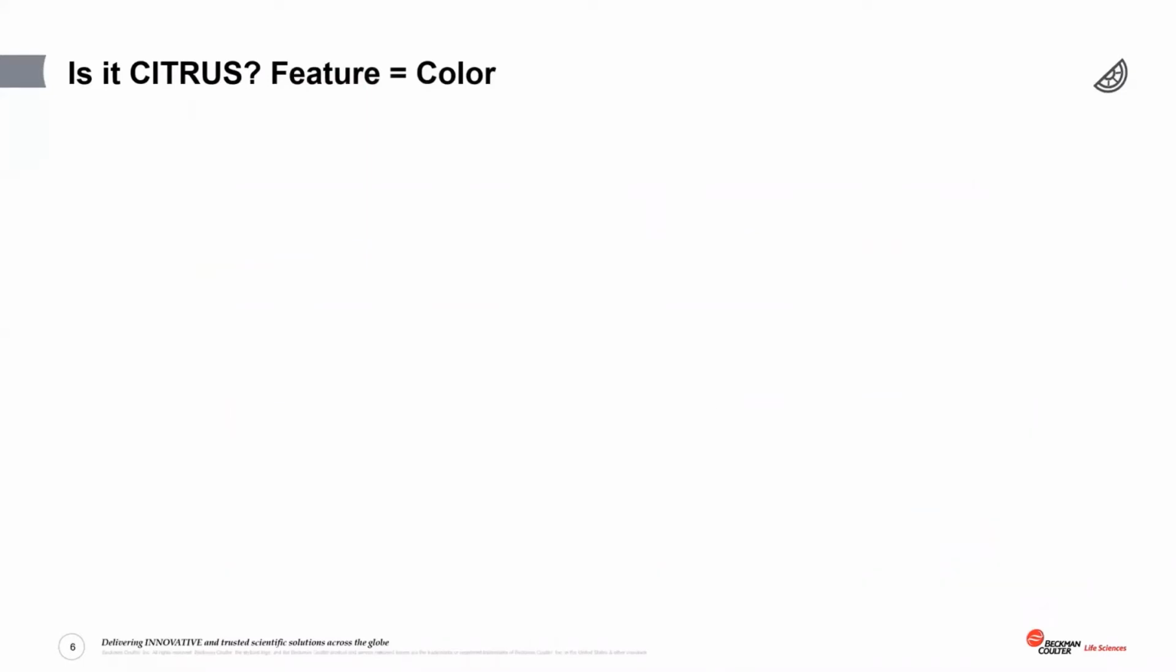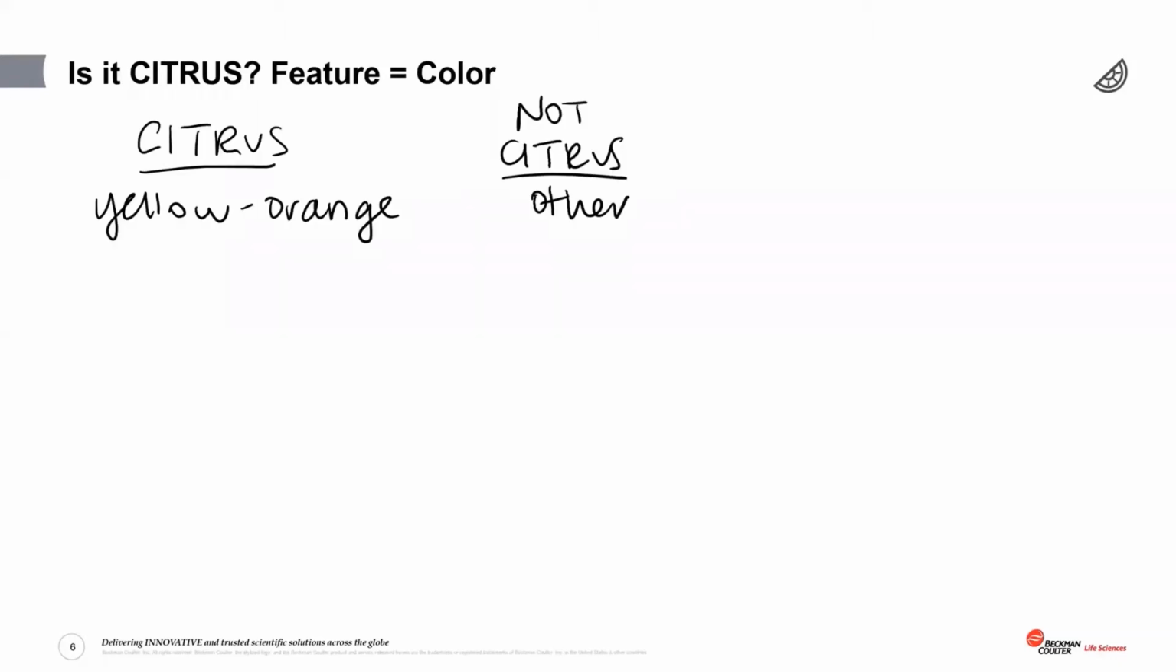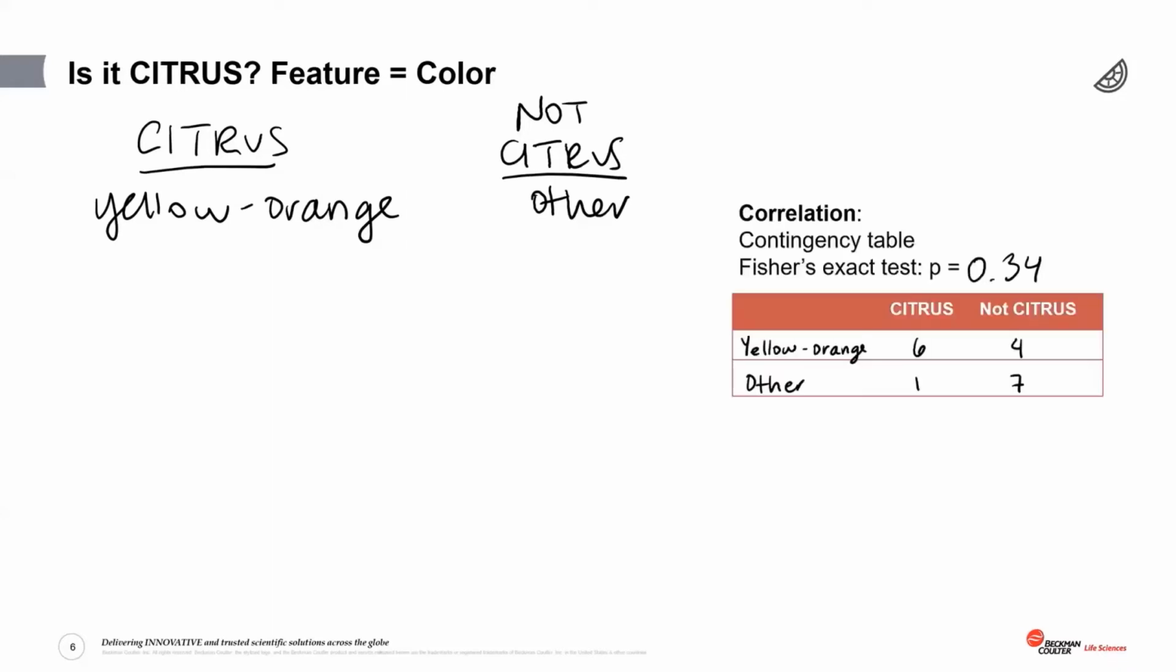If we start by looking at color, I'll define here a model where citrus fruits are yellow or orange, and all the other fruits are other colors. So we can first assess the correlation between color and citrus status with a simple statistical test, like Fisher's exact test. This test shows me that my p-value is 0.34 for a correlation of citrus with yellow-orange color.